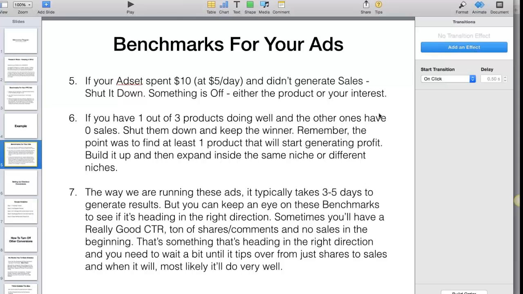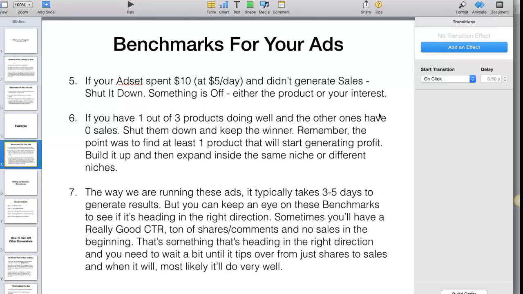If you have one out of three products, for example, that's doing well, and the other ones have zero sales, shut them down and keep the winner, and then work on the winner in terms of scaling. And remember, the whole point was to find at least one product that will start generating profit and build it up and then expand inside the same niche or different niches. So if one product is really working, the other ones are not, and it spent enough money and it gave you enough of these benchmarks, so to speak.